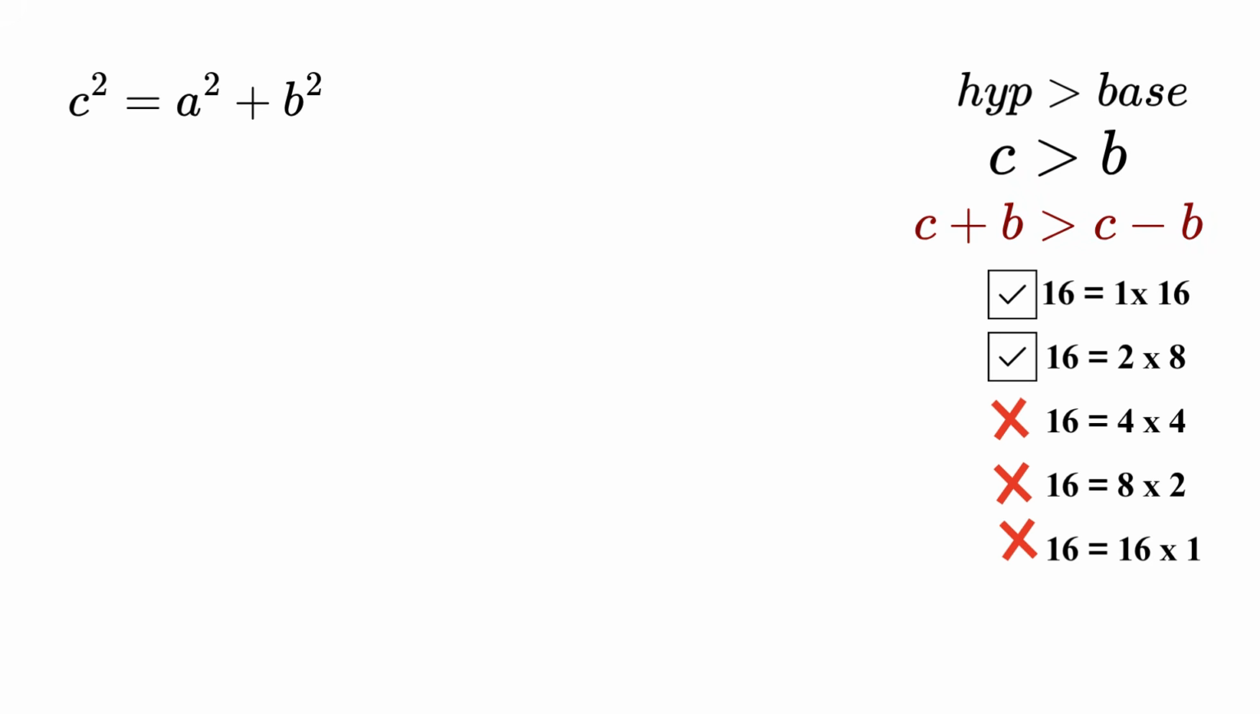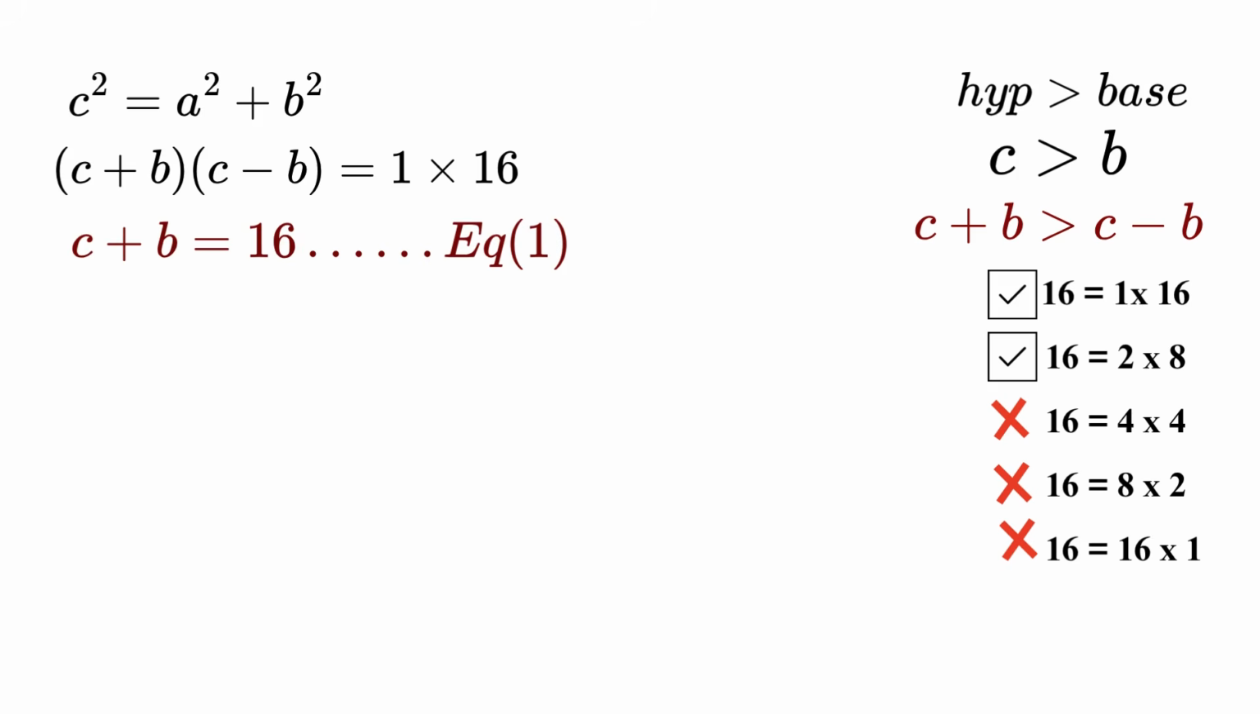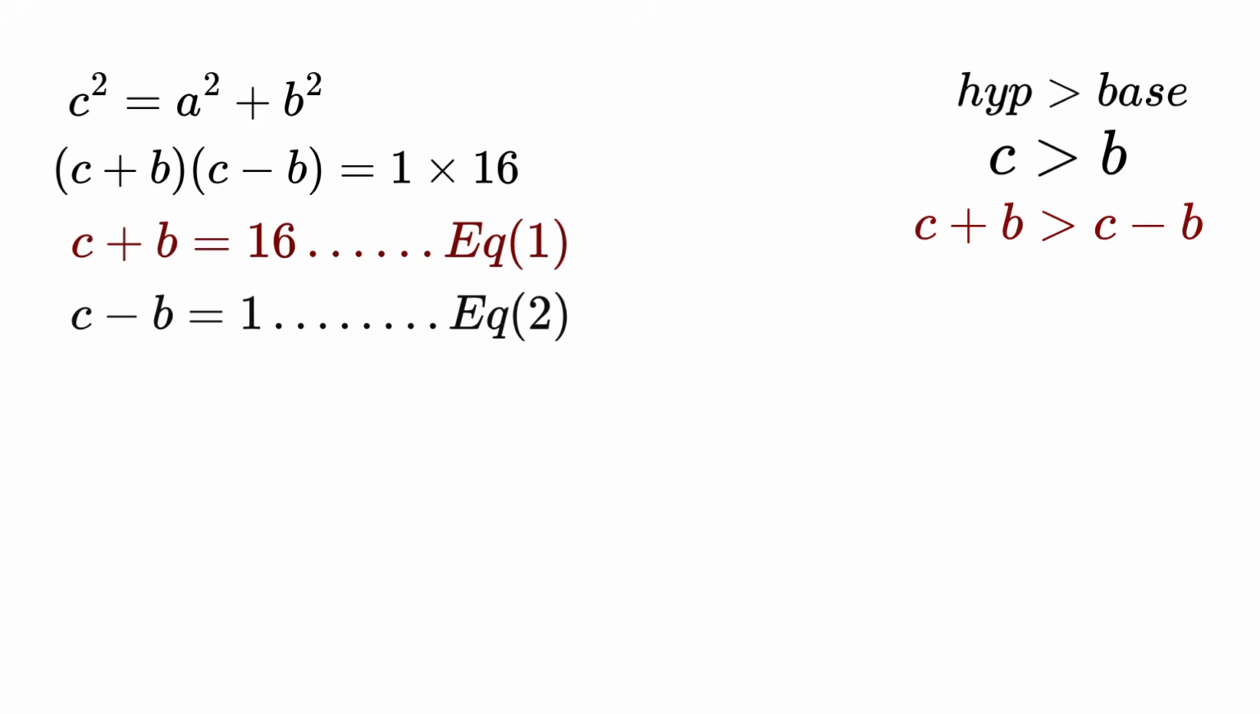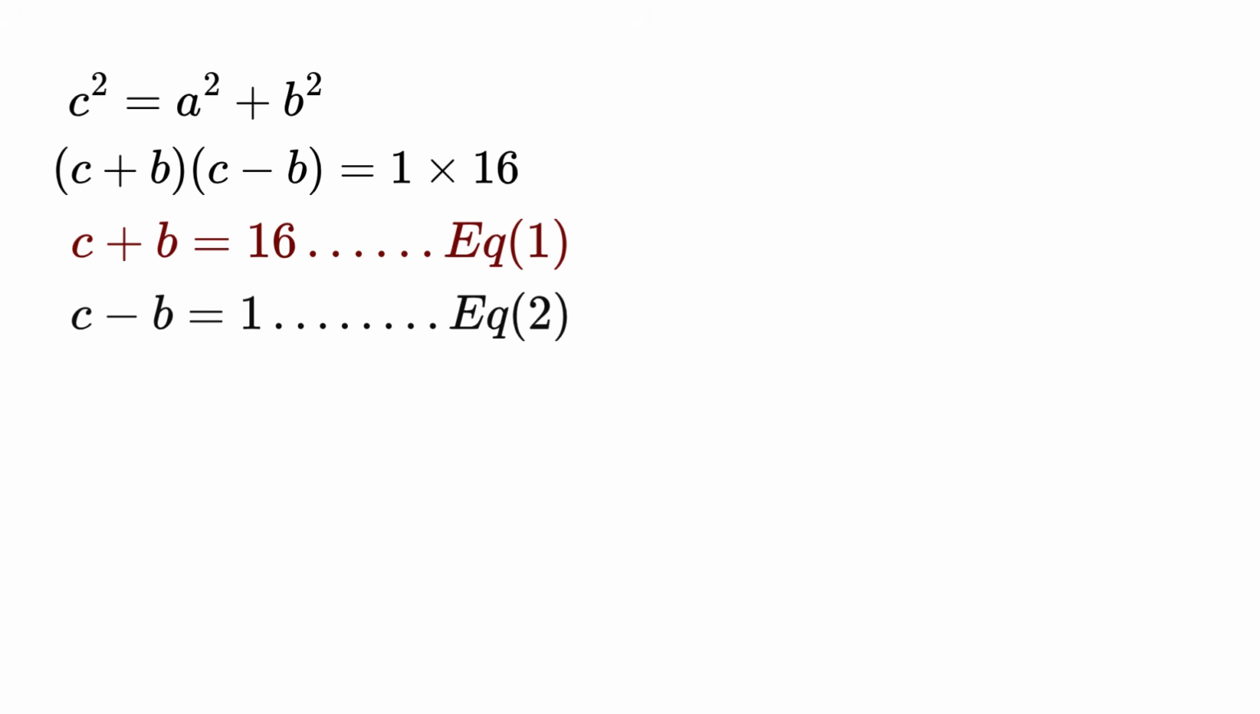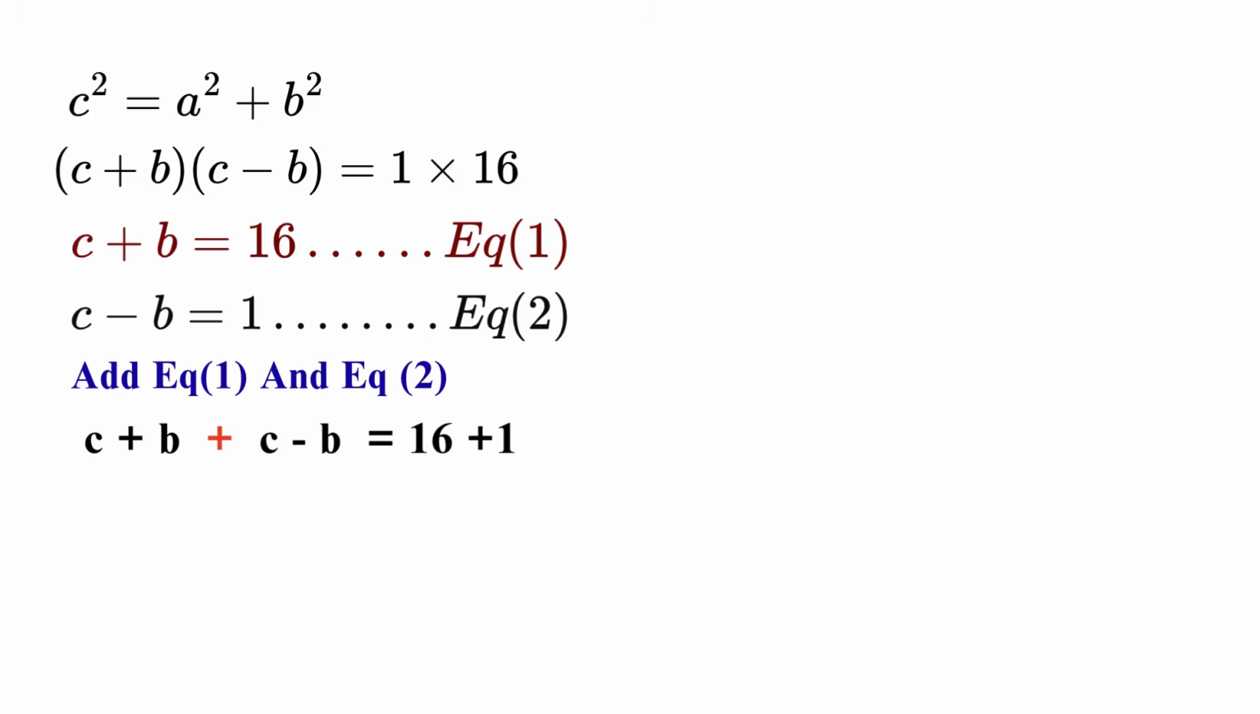Now, let's work with the first one. This gives us two equations: c plus b equals 16, which we name equation 1, and c minus b equals 1, which we name equation 2. Now we are going to solve these two equations to find the values of b and c. Here's what we'll do. We'll add these two equations together. So it becomes c plus b plus c minus b equals 16 plus 1.